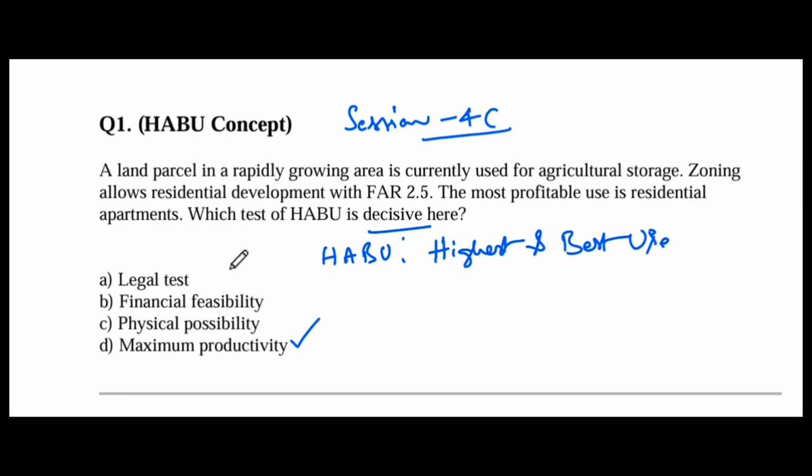It has 4 parameters. One is legally permissible. Another one is financially feasible. Third one is physically possible, and the fourth is maximum productivity. So this is the correct option.